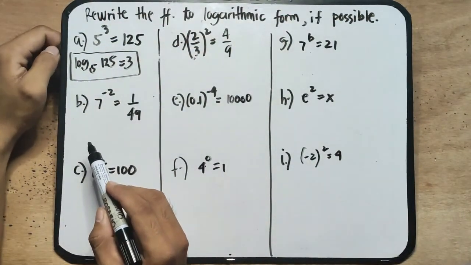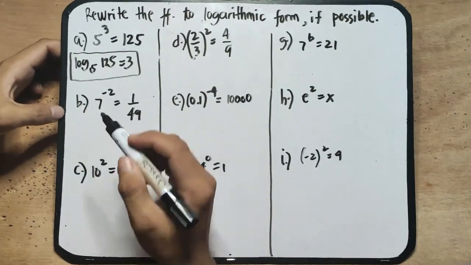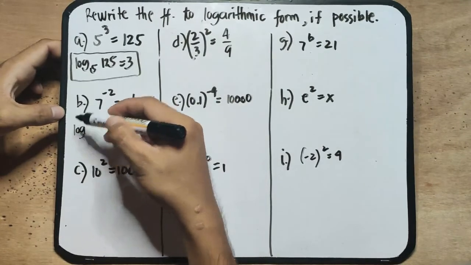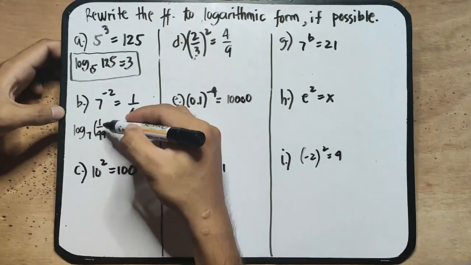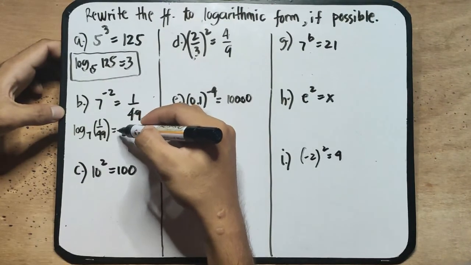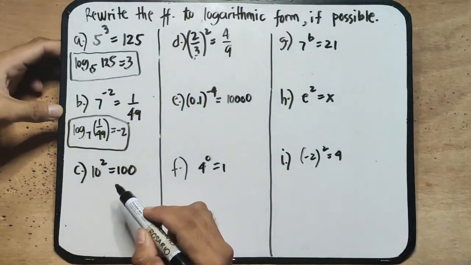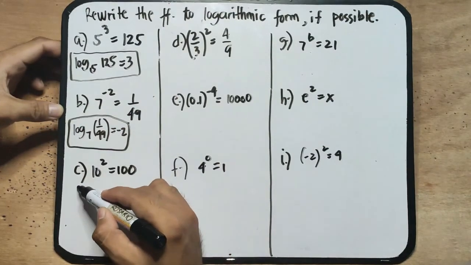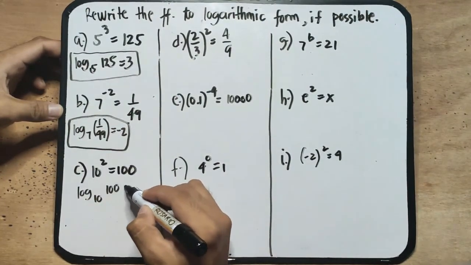Second item, we have 7 raised to negative 2 is equal to 1 all over 49. So, that will be log base 7 of 1 all over 49 is equal to negative 2. Third item, 10 squared is equal to 100. That will be log base 10 of 100 is equal to 2.